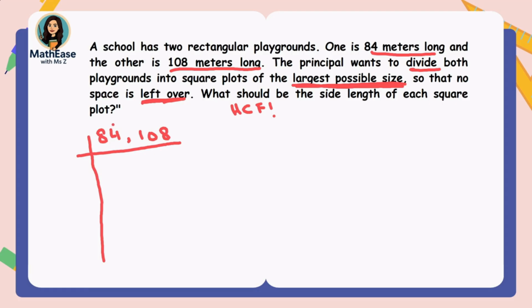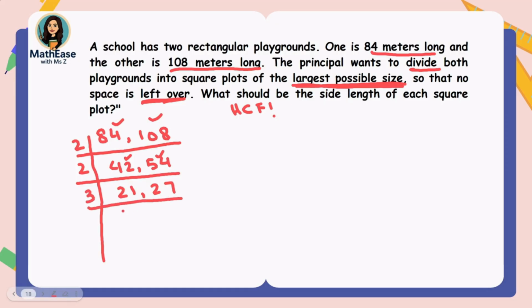So, since both the numbers are even, we're going to divide them by 2. 84 divided by 2 gives us 42, and 108 divided by 2 gives us 54. Both numbers are even again, so let's divide them by 2 again. 42 divided by 2 gives us 21, and 54 divided by 2 gives us 27. Now, both of these numbers are odd, but luckily, even though they can't be divided by 2, they can be divided by 3. So 21 divided by 3 gives us 7, and 27 divided by 3 gives us 9.